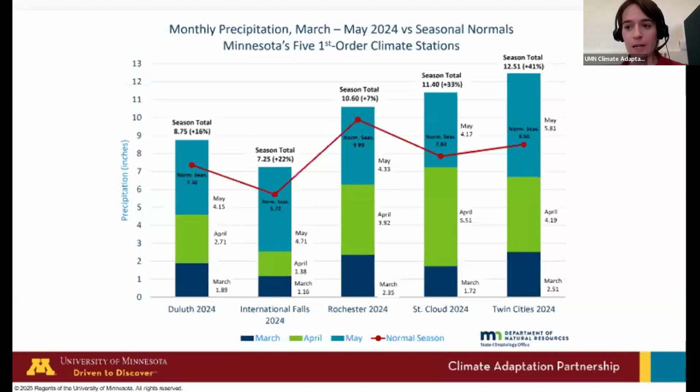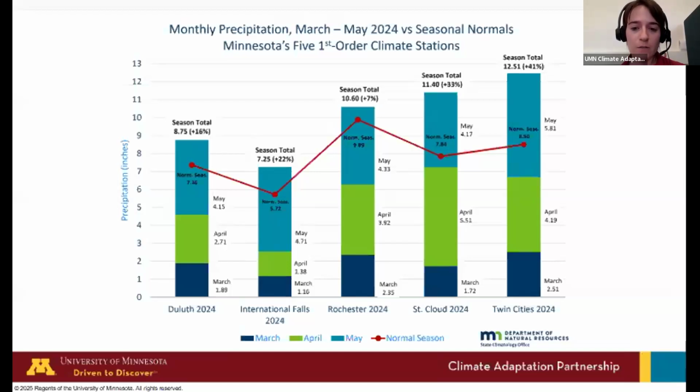The other thing to keep in mind, which I'm using this graph to demonstrate, is that averages or particularly wet years or particularly dry seasons can be made with changes of about an inch or so. If we take a look at this graph, you might remember that May of 2024 was a particularly wet season. This is looking at that monthly precipitation versus our seasonal normals over 5 different locations.